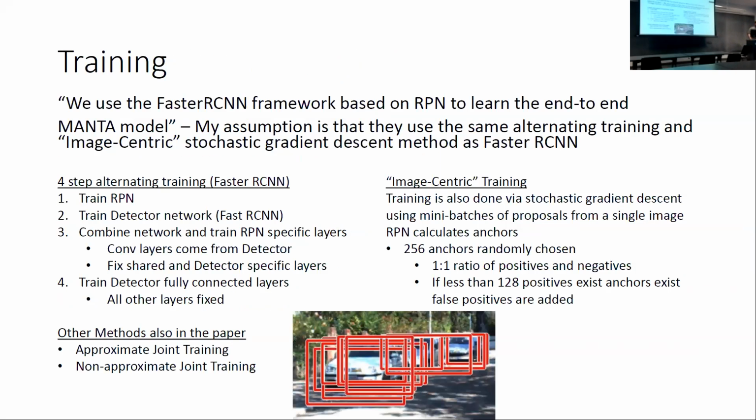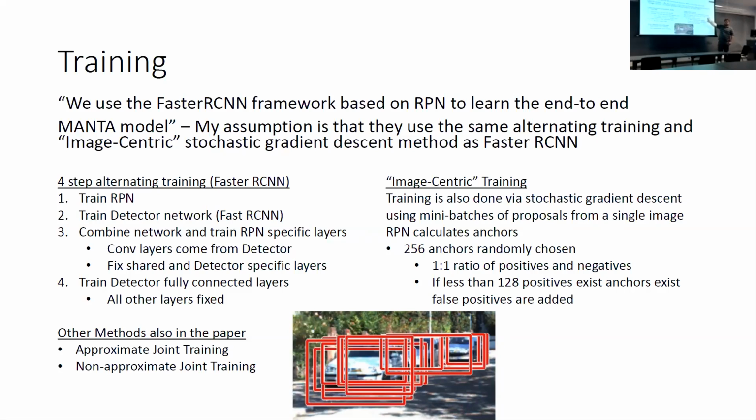For training, one of the fun areas of this paper is they tend to just reference other papers for a lot of what they're saying. Direct quote from it: "We use the Faster RCNN framework based on RPN to learn the end-to-end model." My assumption is that they use the same training method, in this case four-step alternating training and image-centric for grabbing their proposals. There are other things mentioned in the Faster RCNN framework, approximate joint training and non-approximate joint training. In the paper, they actually said that they use four-step alternating for their submission and for their testing.